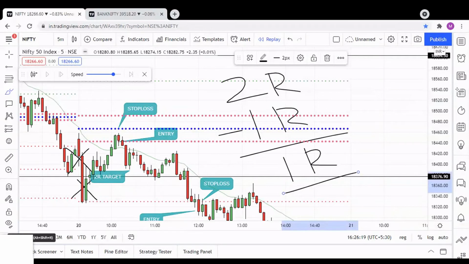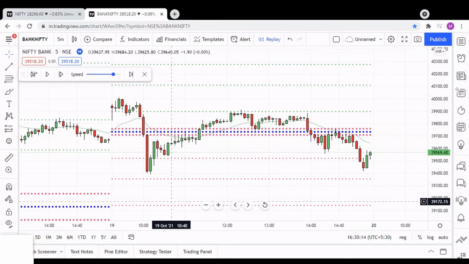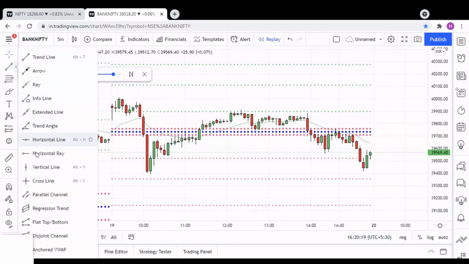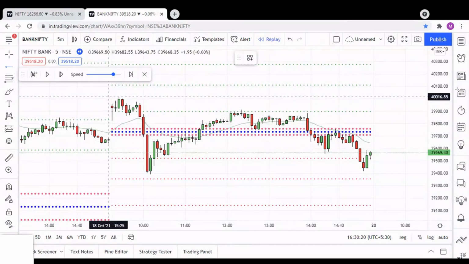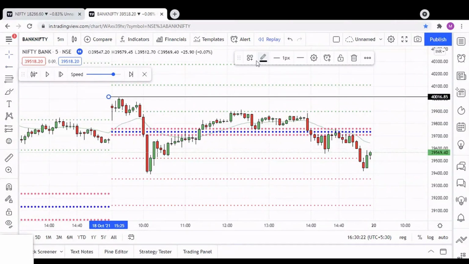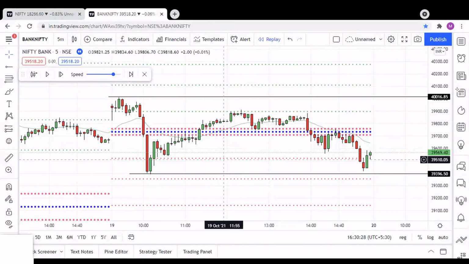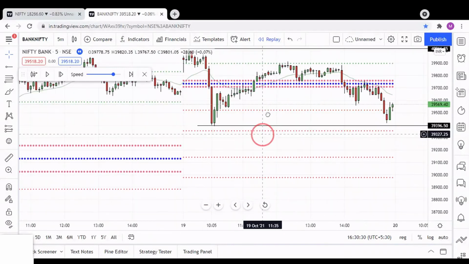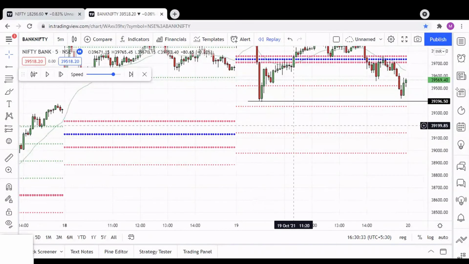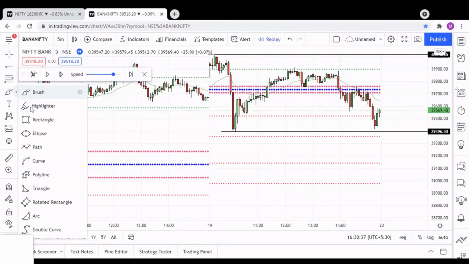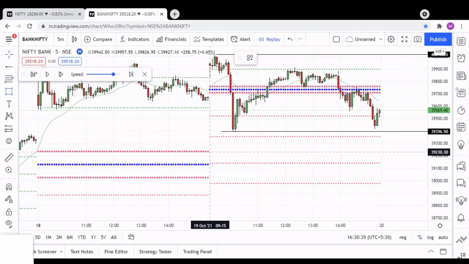Next, let's look at the Bank Nifty chart. Let's mark the important supports and resistance in this Bank Nifty chart. This is PDH and this is PDL. And looking for the virgin CPR, there is a virgin CPR on 18th of October. We can mark this virgin CPR because market is near this virgin CPR.